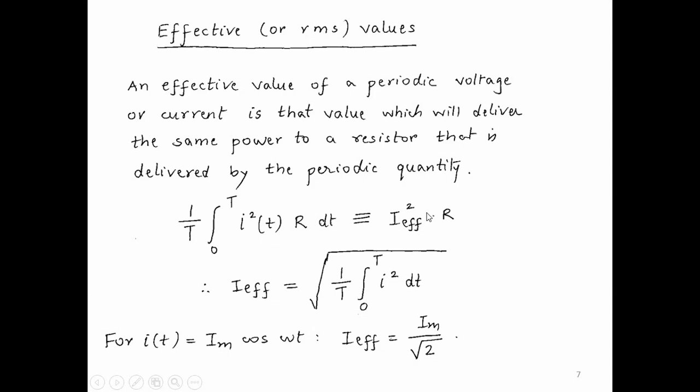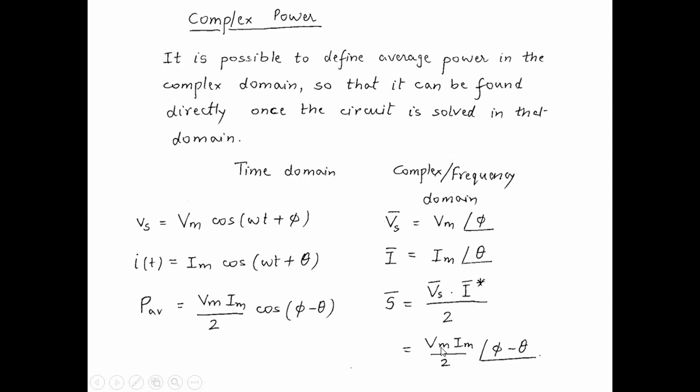Then I say the effective value is defined as the square root of the average value, and of course, as you know, this is called the root mean squared. So the root, the 1 by capital T integral 0 to capital T is the average, and this is the square, so it's a root mean square RMS value. For a sinusoidal signal, the root mean square value turns out to be Im by square root of 2, as you know.